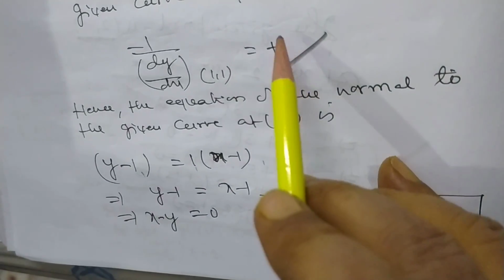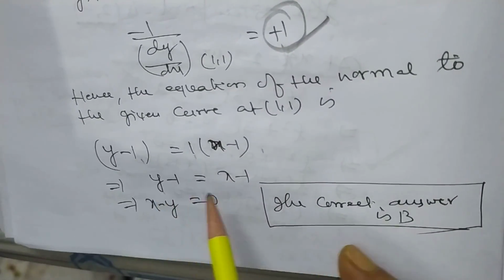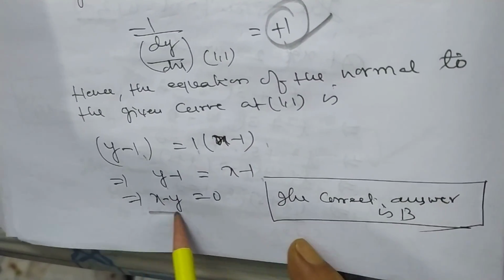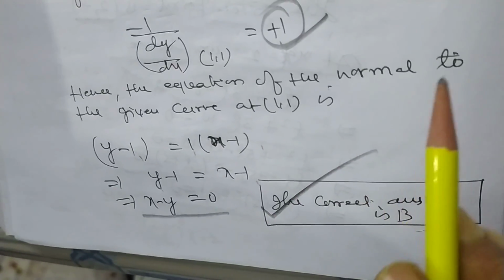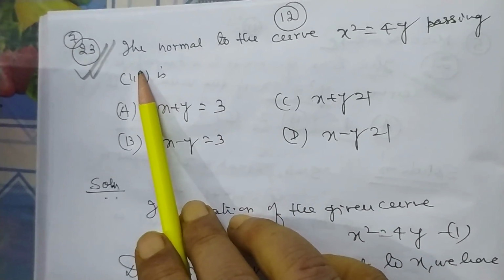The slope is 1 here. So, y minus 1 is equal to x minus 1. So, x minus y is equal to 0. The correct answer is B. So, my dear student, now I want to discuss problem number 23.